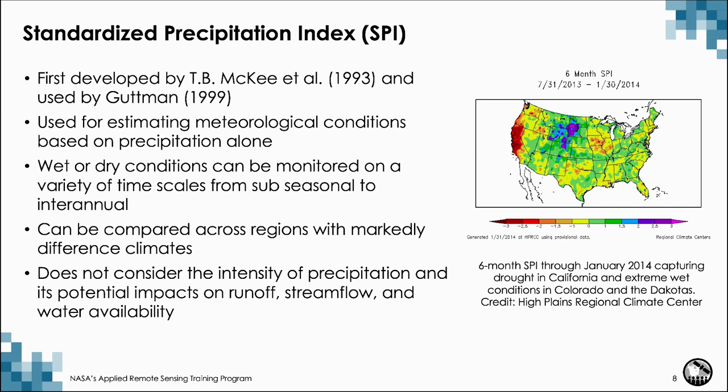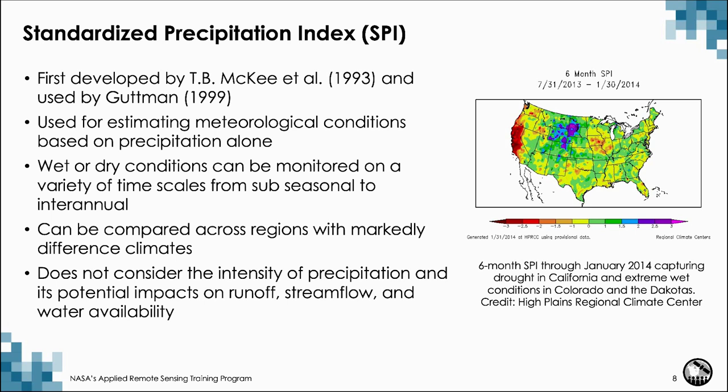SPI is a result of research and work done by Tom McKee, Nolan Doesken, and John Kleist in the early 1990s at the Colorado Climate Center at Colorado State University. The outcome of their work was first presented at the 8th Conference on Applied Climatology held in January of 1993. It was used for estimating meteorological conditions based on precipitation alone, which is one of its major strengths.